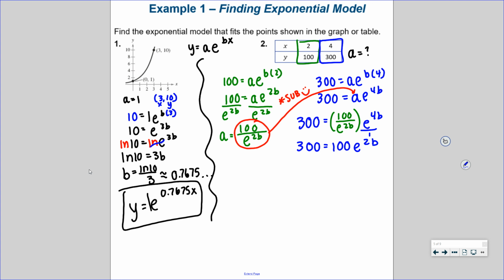And now you're like, okay, I just have b, so now I'm able to solve for b. Once I find b, then I can figure out a. All right, and that's what substitution allows us to do. Okay, divide both sides by 100, we get 3 equals e to the 2b. Then what would I do to both sides? Natural log.